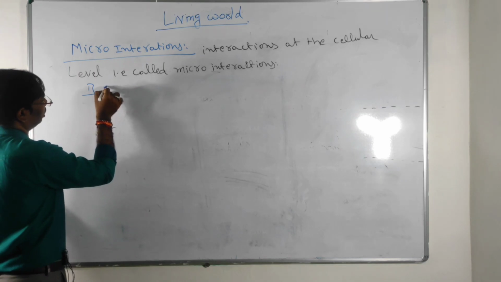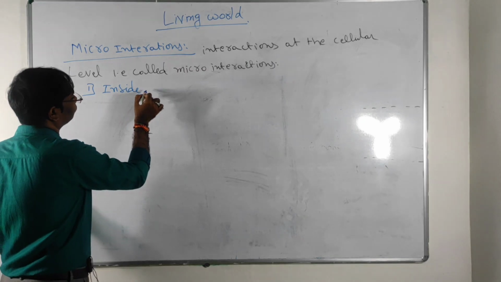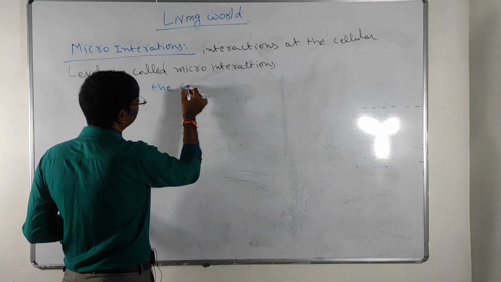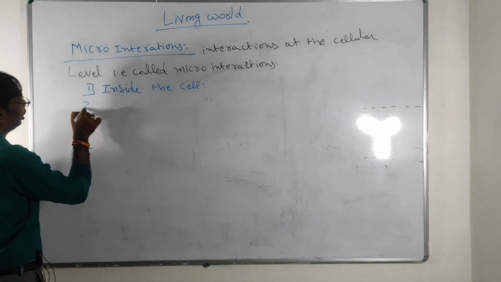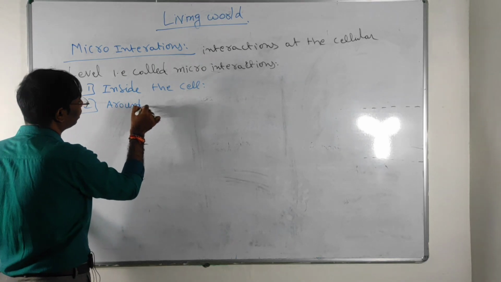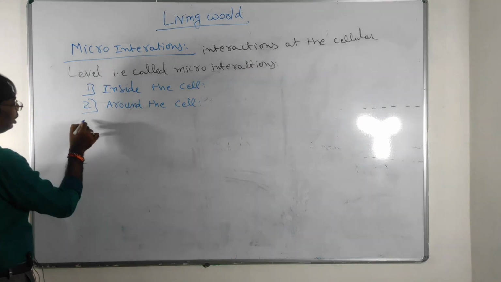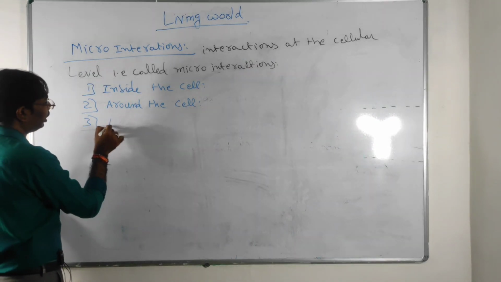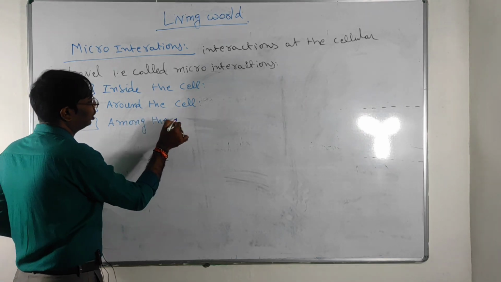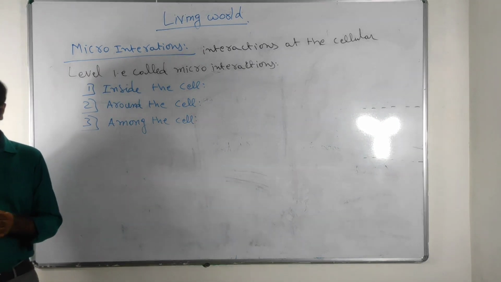Interactions inside the cell. So the interactions may be present inside the cell. This is one example. And the second example, the interactions may be present around the cell. Okay, the interactions may be present around the cell. And another one, that is the interactions may be present among the cells. Okay, so these three types of interactions are called micro interactions.